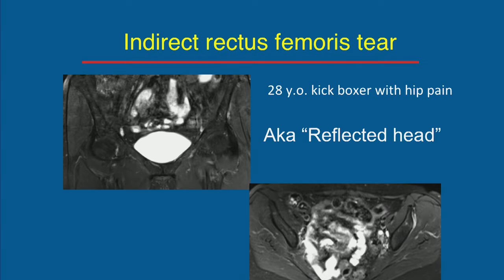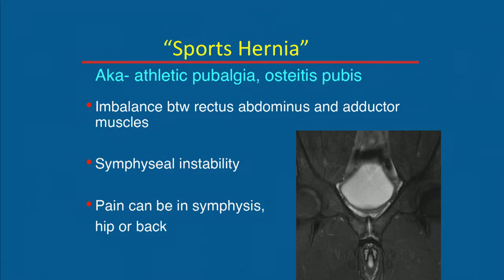And this is an individual who is a kickboxer presenting with hip pain and a subtle finding there of the indirect rectus femoris tear, which we see both nicely on the coronal and axial images.